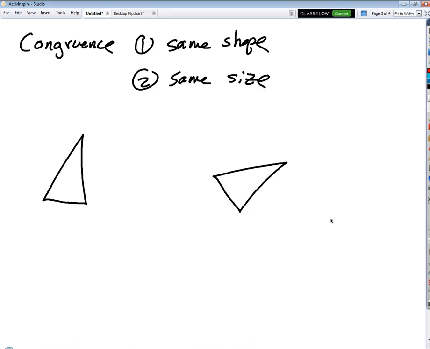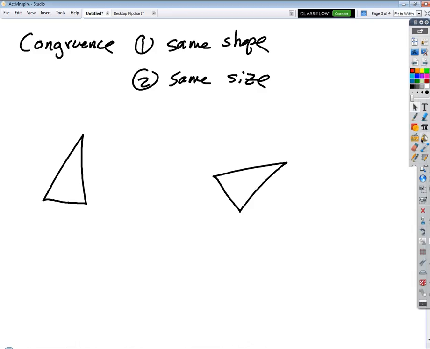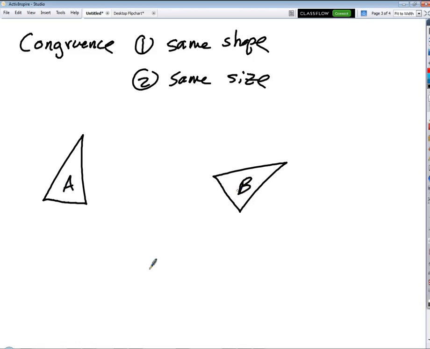So that would be incorrect. If this one is triangle A, and let's call this one triangle B, this is not a correct statement. That's just a symbol for triangle also. So triangle A is not equal to triangle B.